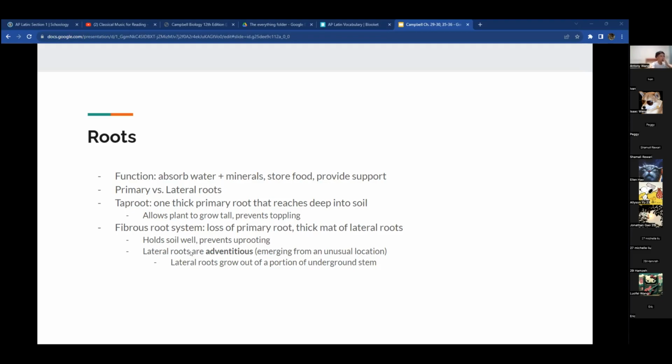One interesting thing to note is that these lateral roots are adventitious. That's just a vocab word. It means emerging from an unusual location. These roots will actually erupt from an underground part of the stem. They grow out of the stem and become roots. So they were originally cells, part of the stem, part of the shoot, but then they became roots.